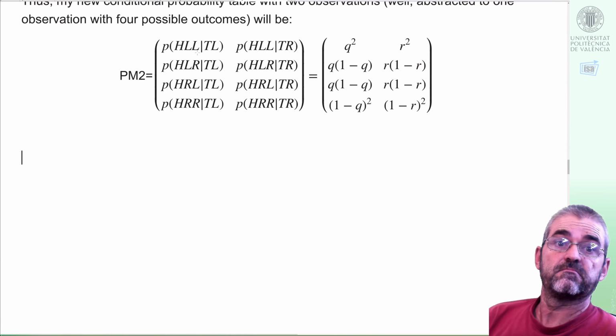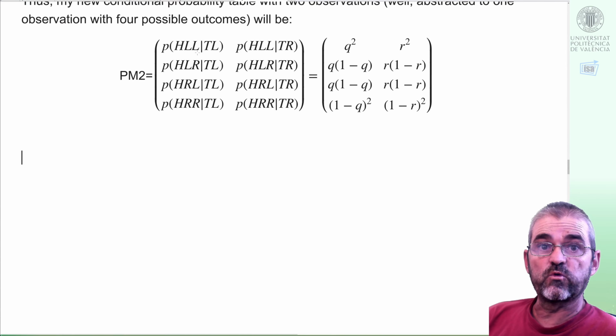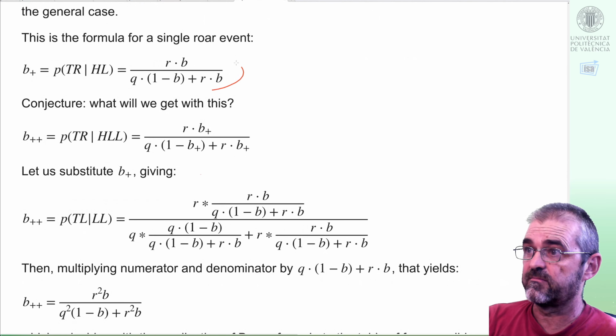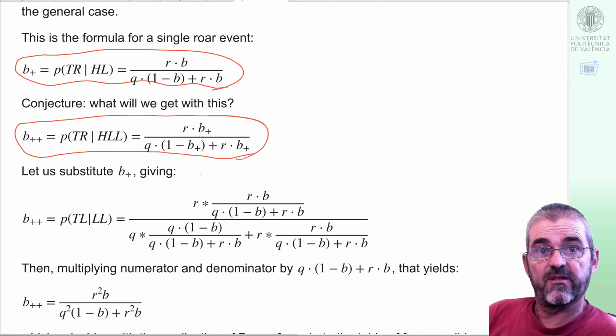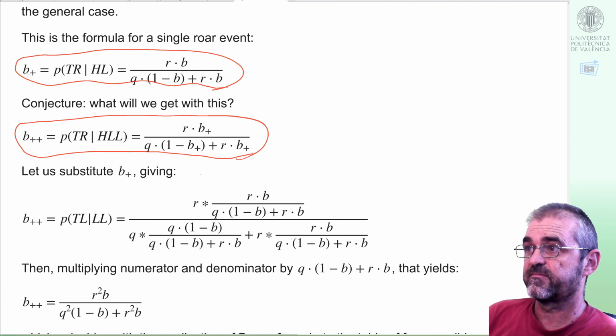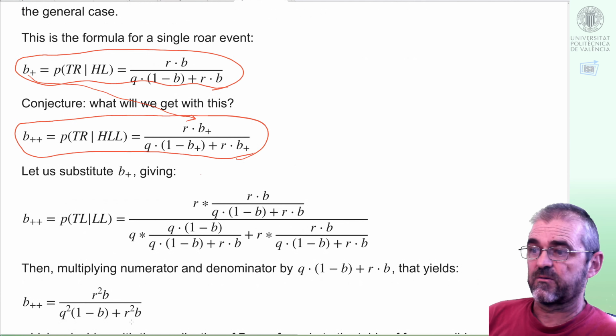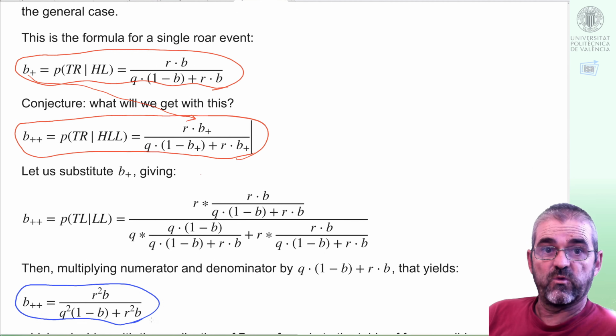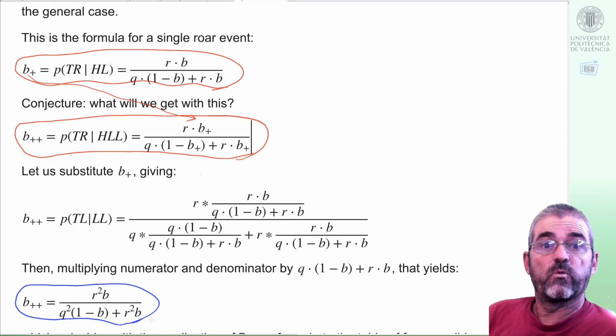So it seems that applying Bayes' formula twice, using as prior the last posterior, is the same as applying Bayes' formula once with the non-recursive two-roaring conditional table. Then will this happen in the general case? Well, under conditional independence assumptions, the answer is yes. Let us state and prove that main result.